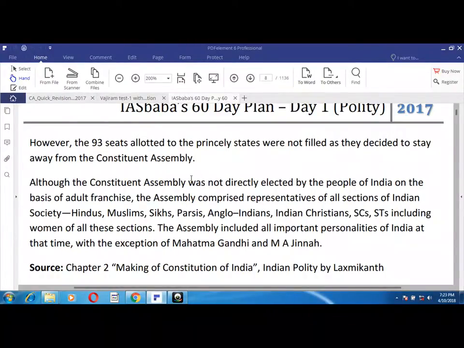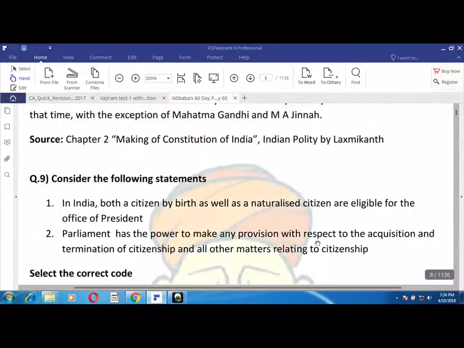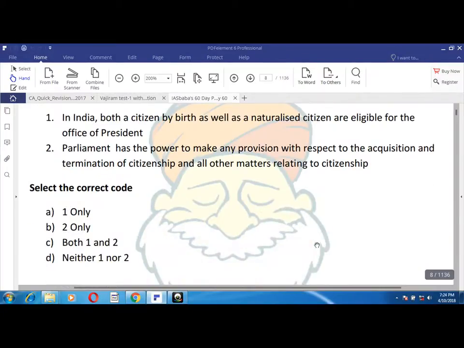Although the Constituent Assembly was not directly elected by the people of India on the basis of adult franchise, the Assembly comprised representation of all sections of Indian society: Hindus, Muslims, Sikhs, Parsis, Anglo-Indians, Indian Christians, SC, ST, and women. The Assembly included all important personalities of India at that time, with the exception of Mahatma Gandhi and M.A. Jinnah. Next question.